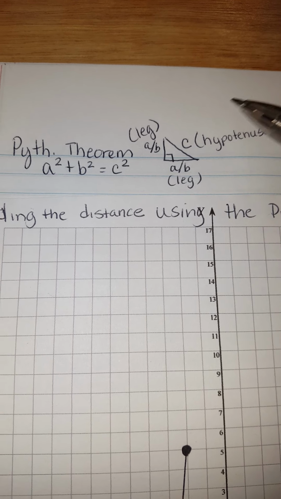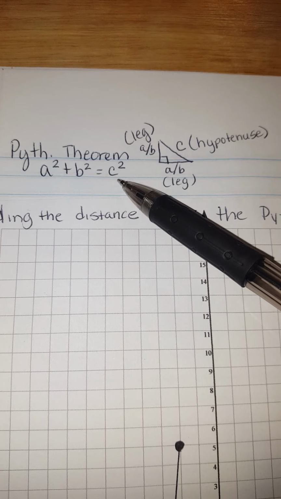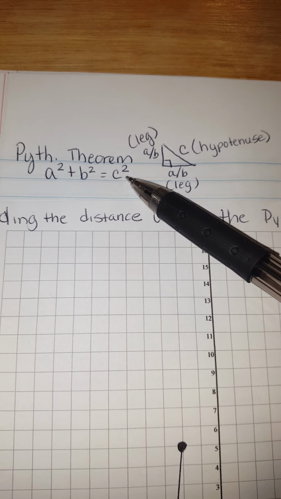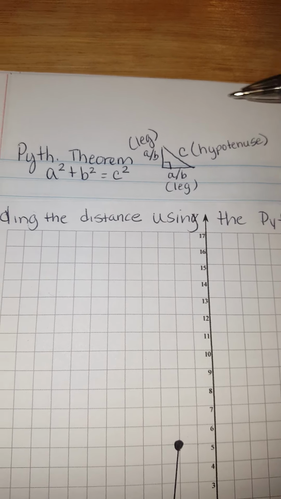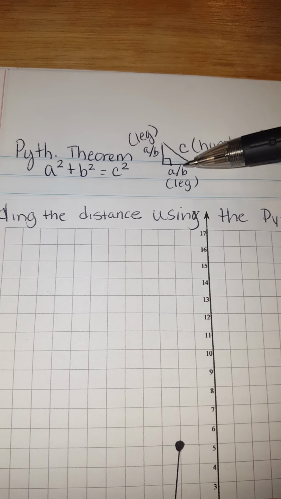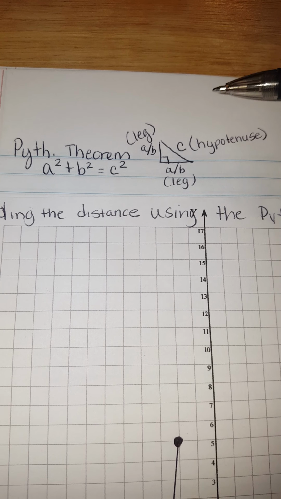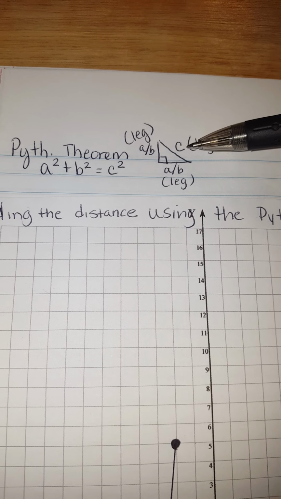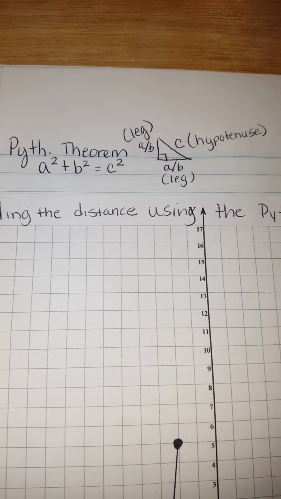In the Pythagorean theorem, a squared plus b squared equals c squared, our hypotenuse is always the longest side, and the hypotenuse squared is equal to the sum of the 2 legs squared, and your legs are represented by a and b. And you see I have a/b here and a/b here because those are interchangeable. So either one of the legs can represent your a or b, but the hypotenuse, the longest side, must be represented by c. So let's get into the problem.